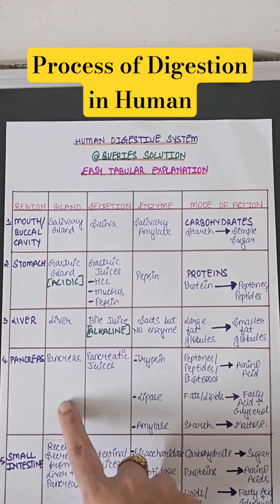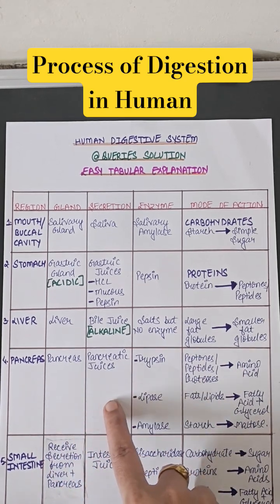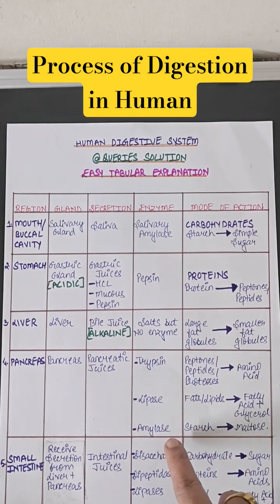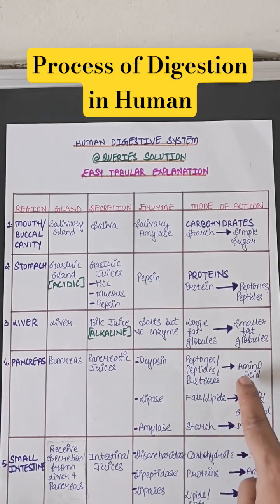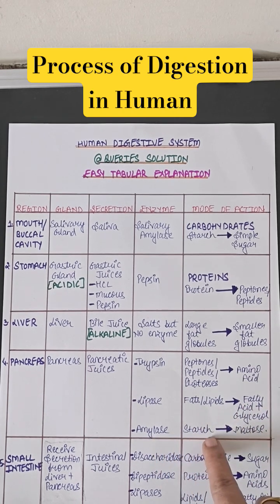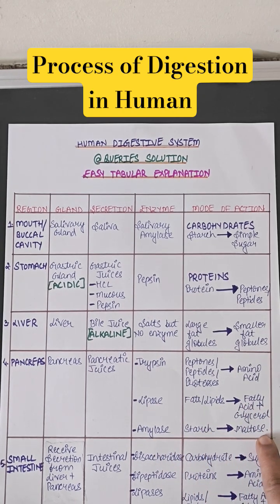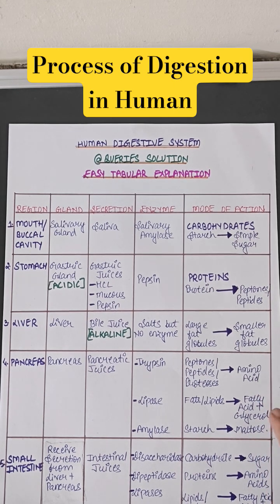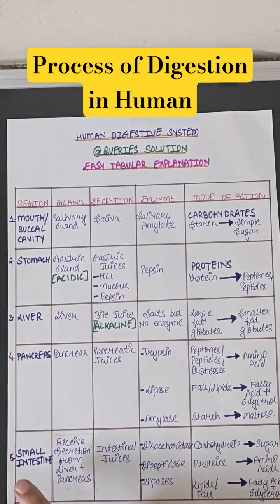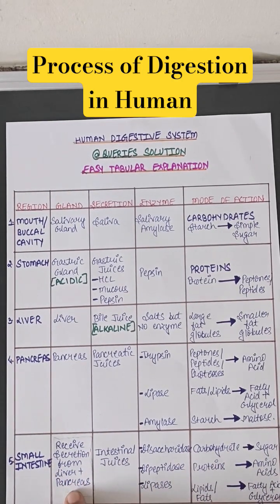The secretion from the pancreas, which are known as the pancreatic juices, consist of three main enzymes which are trypsin, lipase and amylase. Trypsin works on the proteins, lipase works on the fat, and amylase works on again the carbohydrates or the starch and converts them into simple substances of its own kind like amino acids, fatty acid and glycerol and maltose.